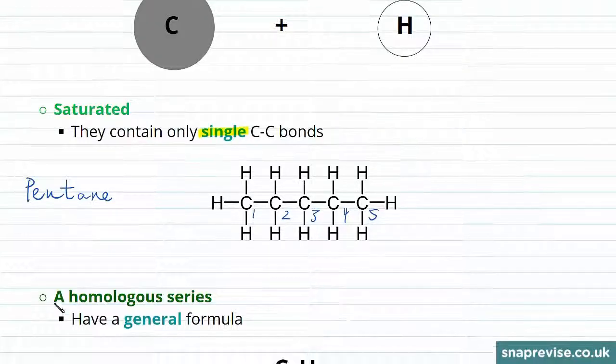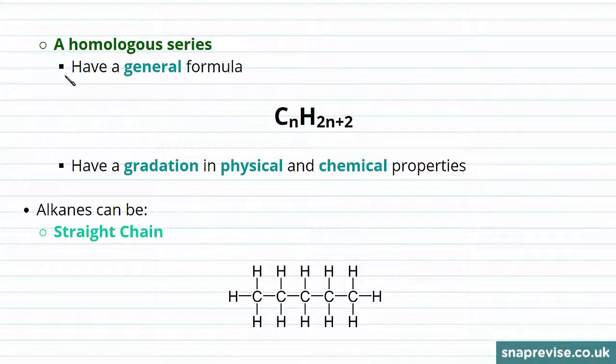Our alkanes form a homologous series. By that we mean they have a general formula, and the general formula for our alkanes is CnH2n+2, where n is the number of carbon atoms in our molecule, and within our homologous series we see a gradation in the physical and chemical properties.